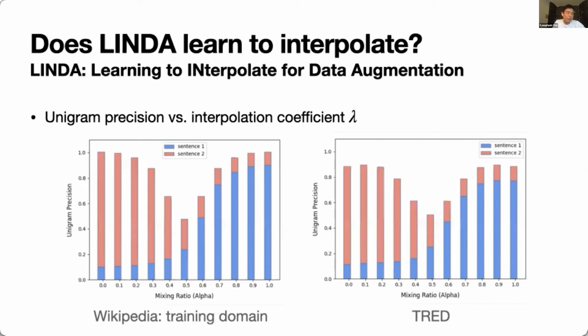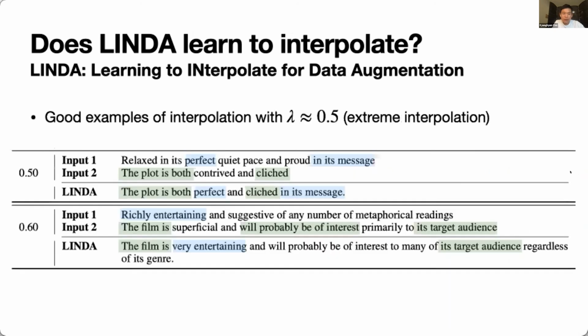This is very, very encouraging. And this happens not only on the training domain, that was Wikipedia, but also on other domains such as the TREC. It's not T-RED, but TREC. Let's look at some of the examples, because we cannot really quantify the meaningfulness of interpolation, we have to just look at them a lot and see whether meaningful interpolation is actually happening. So here are some good examples with the extreme interpolation.